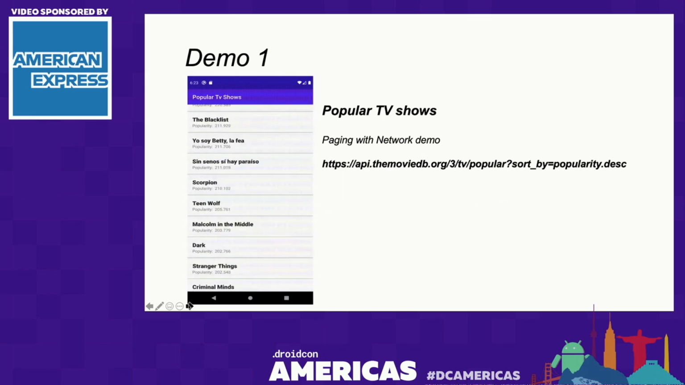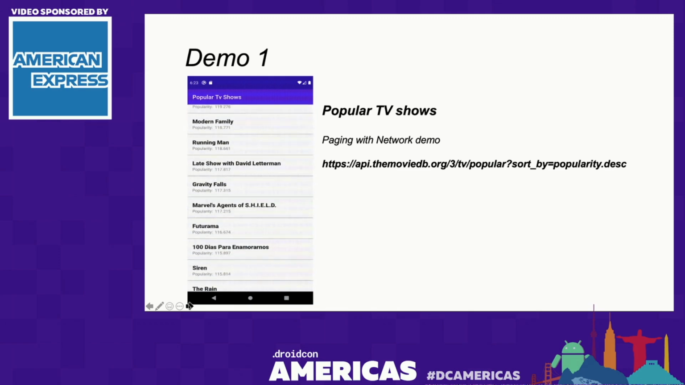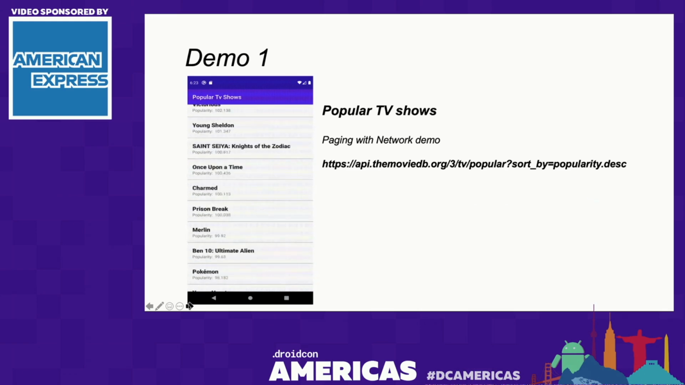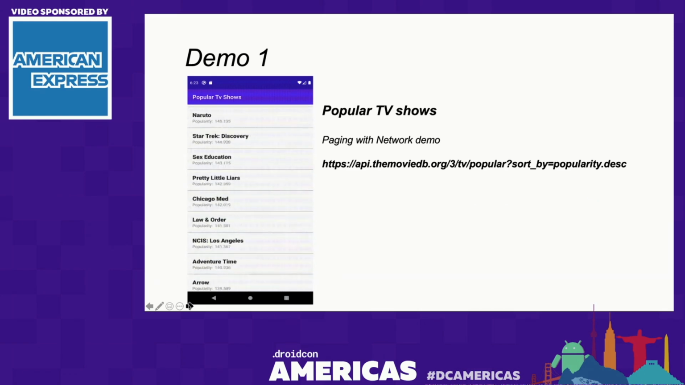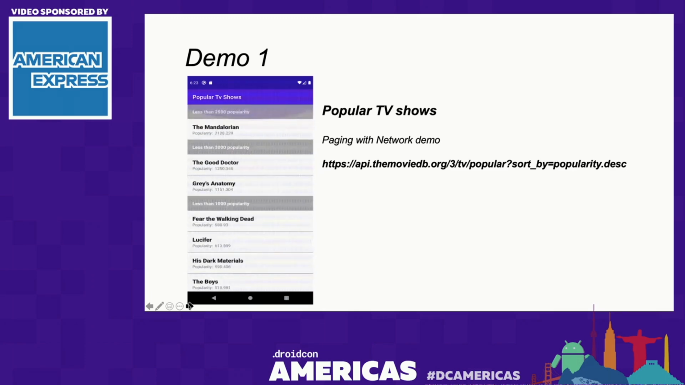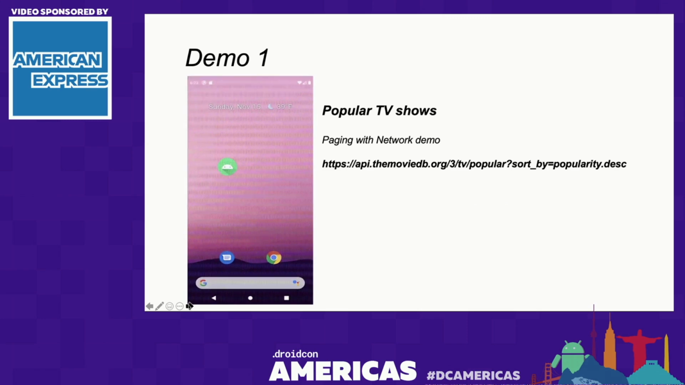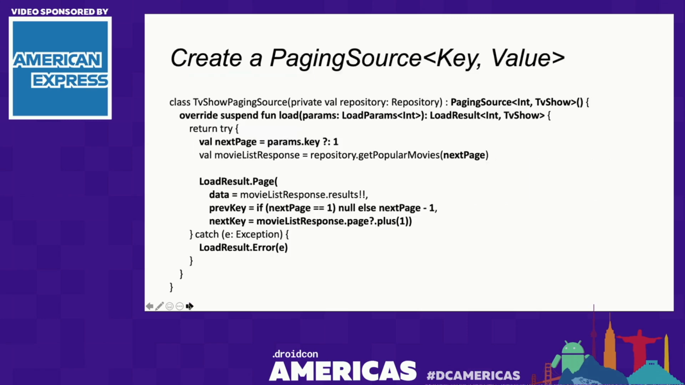And also this list has been segregated by list separators. You can see, because the TV shows are laid out in descending order of popularity, they are segregated by separators, like if they have less than 2,500 popularity or less than 2,000 popularity, in this way they have been segregated. So I'll give you a code walkthrough of the demo.